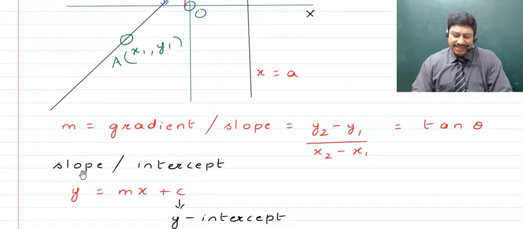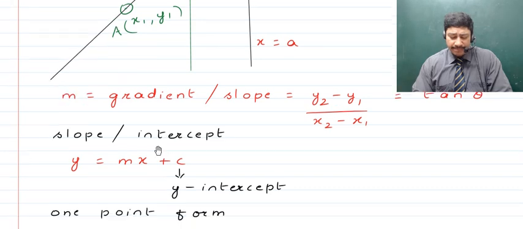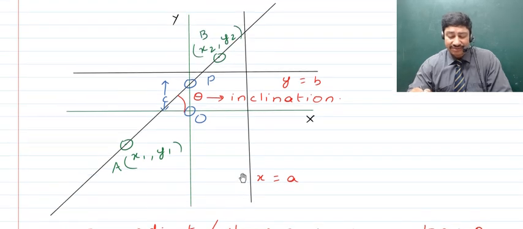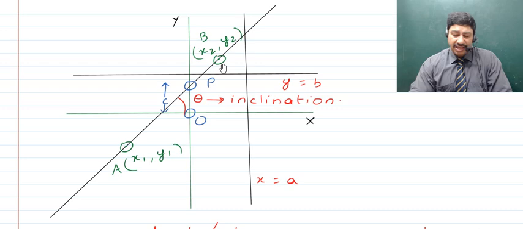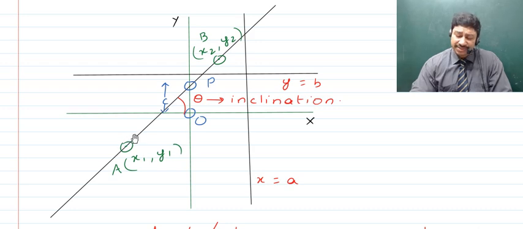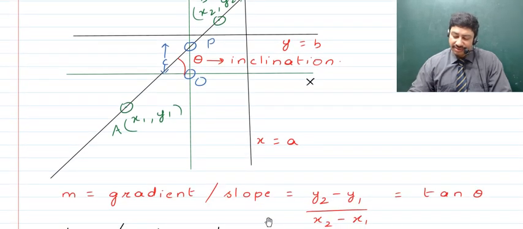The first, children, is the slope intercept form, where y is equal to mx plus c gives you the equation of the straight line in slope intercept form. Now here m is the slope of the line, that is, it is the gradient of the line, which can be found out by 2 ways. One is if you find out the ratio of the difference in the ordinates to the difference of the abscissa, you will get the slope of the line, which is also known as the gradient of the line. So this, children, is the formula.